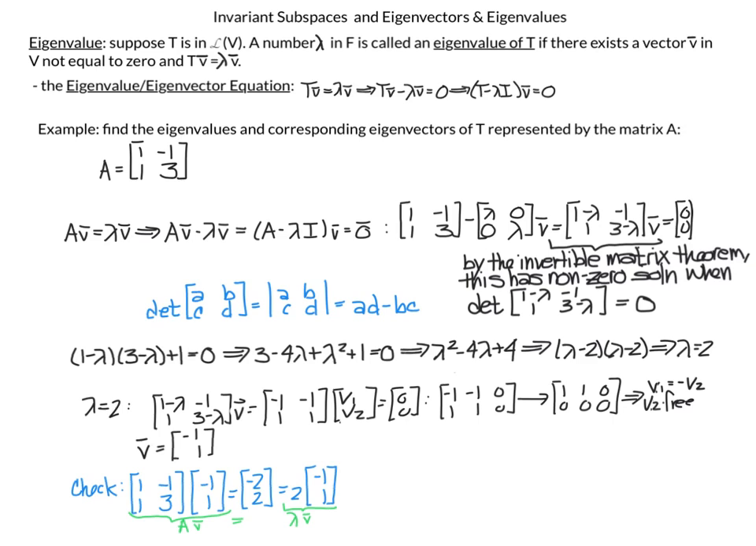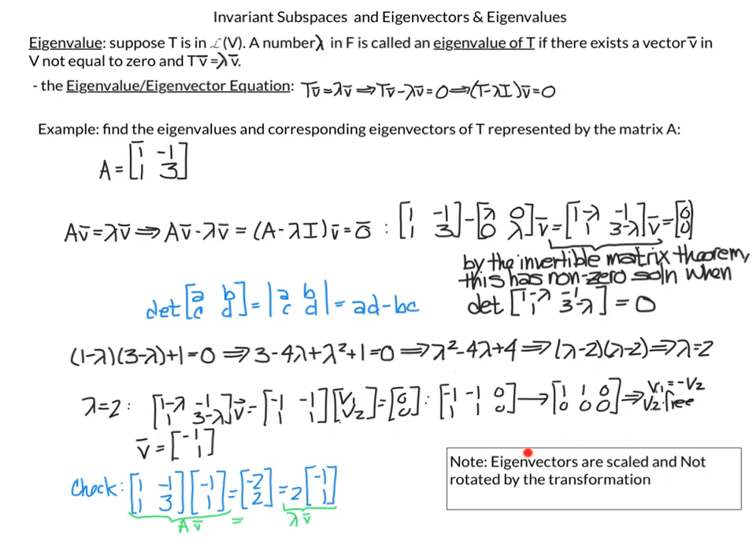I can now check my work by calculating A times V, so this is my matrix A, times my eigenvector V. When I multiply this out, I get minus 1 plus minus 1, which is minus 2 here. I have my minus 1 plus 3 is 2, and you can see that this is equal to my eigenvalue 2 times my eigenvector minus 1, 1. So I have AV is equal to lambda V. You can also verify that any scalar multiple of V will also work in the eigenvector eigenvalue equation.